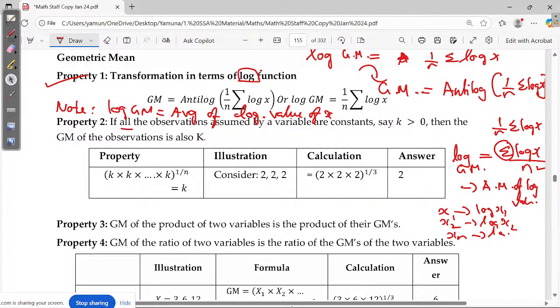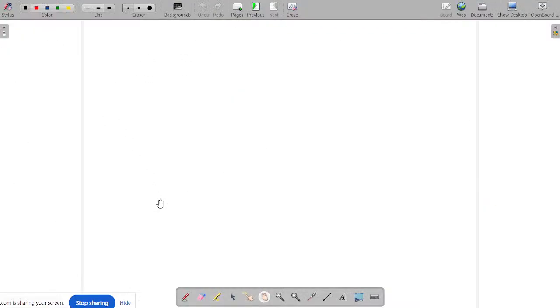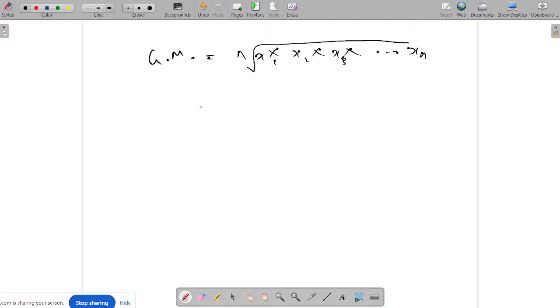If all the observations assumed a variable of constant, say k, the nature of k should be greater than 0. Why greater than 0? See, when we talk about geometric mean, we are talking about multiplying all the values, x1, x2, x3, xn, and taking the nth root. If any value happens to be negative, what happens? Root of minus something, so you will get it in terms of i, a complex number.